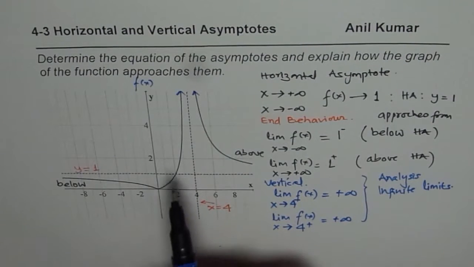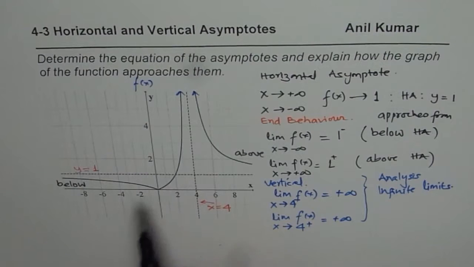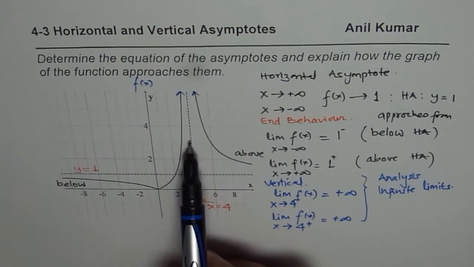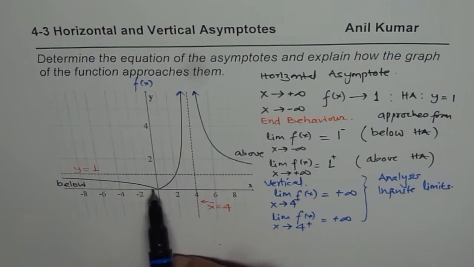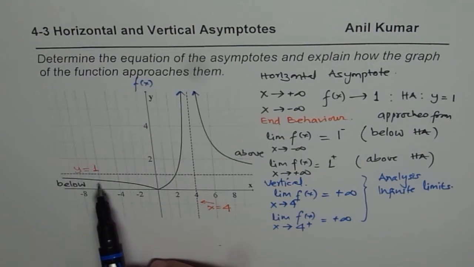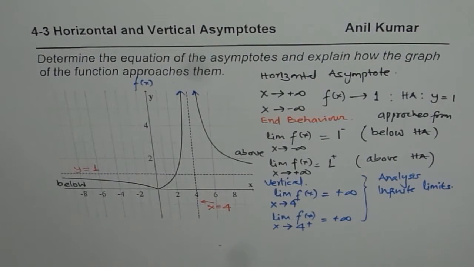Now you'll find this example is very typical. Your graph actually crosses the horizontal asymptote, but your graph will never cross the vertical asymptote, right? And you also notice that the graph of the function may approach the horizontal asymptote from above or below. So it is very important to find it out. I hope that helps. Thank you.